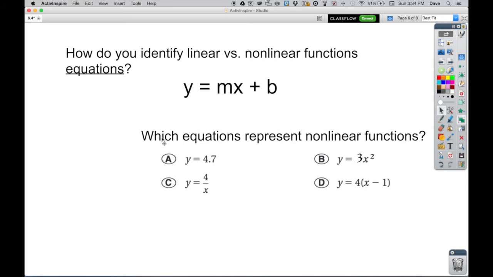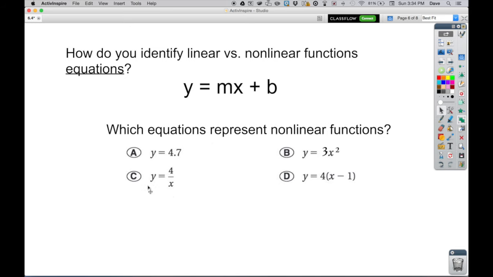All right, so let's take a look at a problem that I pulled. Here's a multiple choice problem. Which equations represent nonlinear functions? Well, if I take these one by one, what I'm going to try to do is see if these match up with slope-intercept. Let's take a look at this first one. I'll put it over here.